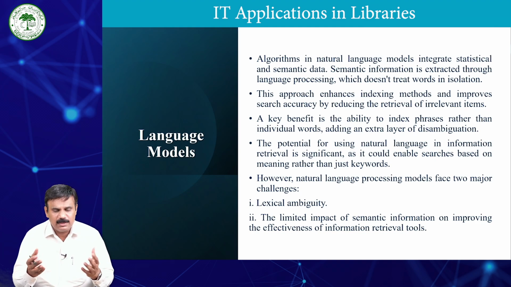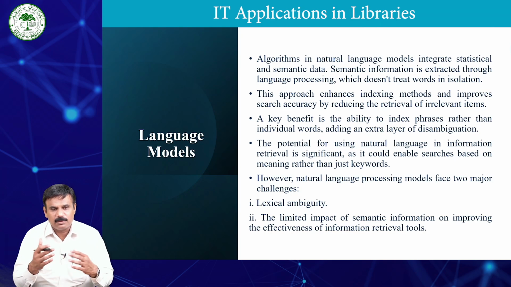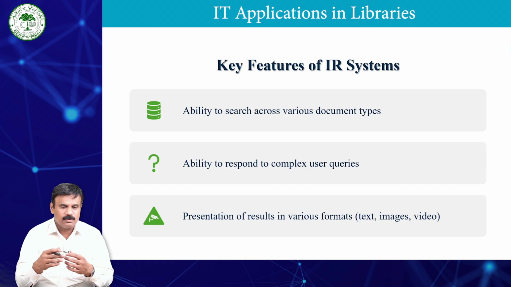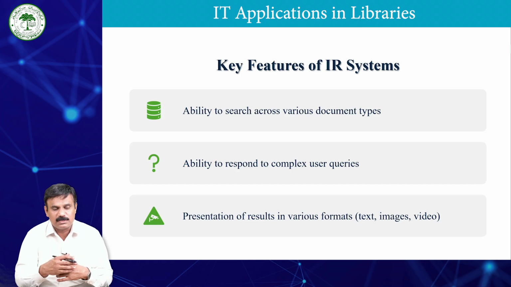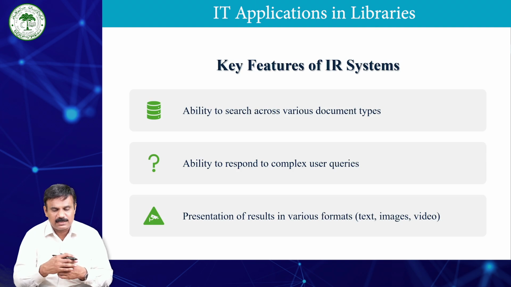Again, they have some drawbacks. Major challenges we will find are lexical ambiguity and the limited impact of semantic information on improving the effectiveness of information retrieval tools. So, among the major features of an IR system, we will find the ability to search across various document types, the ability to respond to complex user queries, and presentation of results in various formats, in the case of text, image, and video.